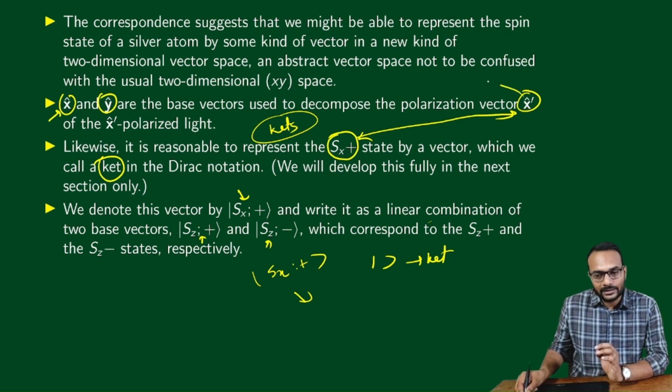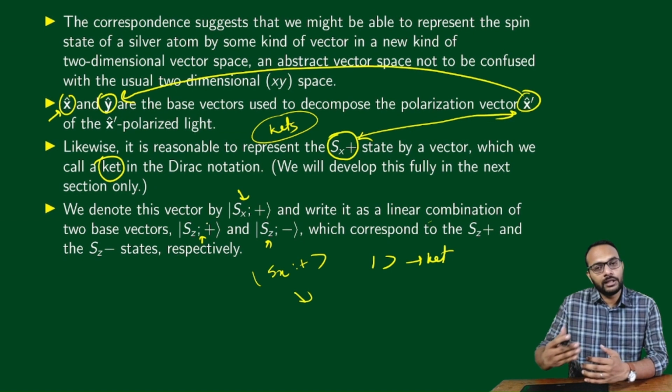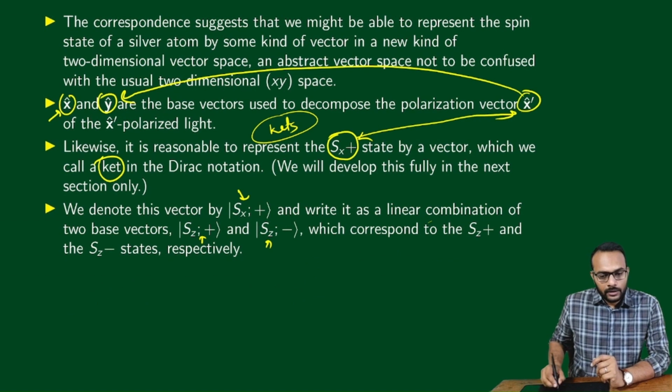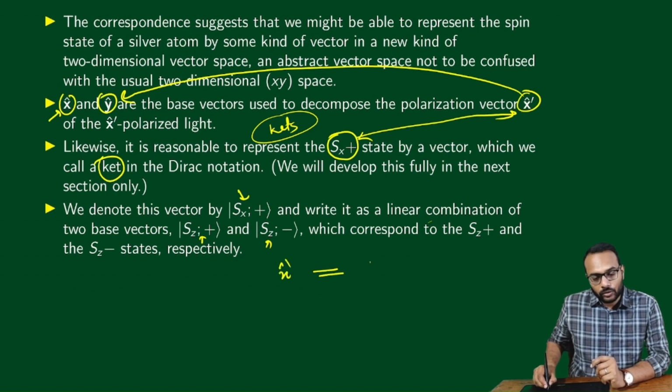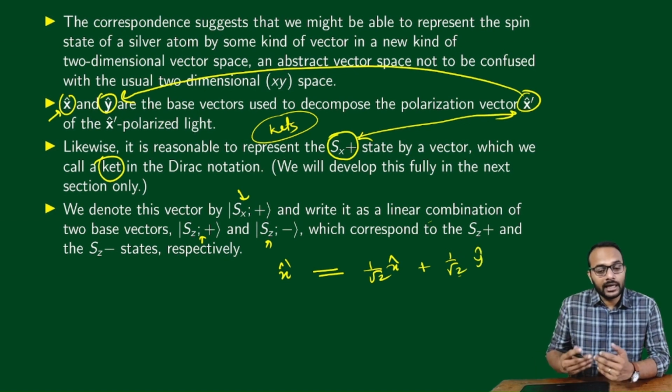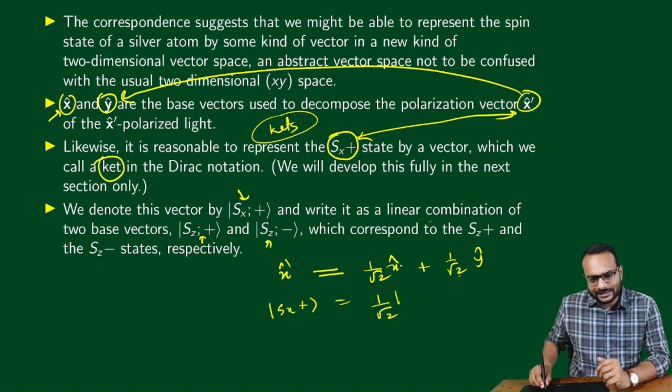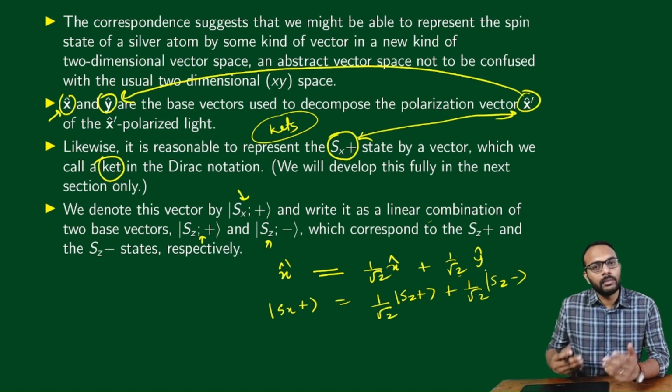Just as we wrote x prime as a linear combination of x hat and y hat, making use of the correspondence, let me write it clearly here. We wrote x prime as a linear combination of x hat and y hat. The correspondence we suspected is that x prime corresponds to Sx plus, which can be written as 1 by root 2 Sz plus, since x polarization corresponds to Sz plus in our analogy, plus 1 by root 2 Sz minus. Maybe we can do this.